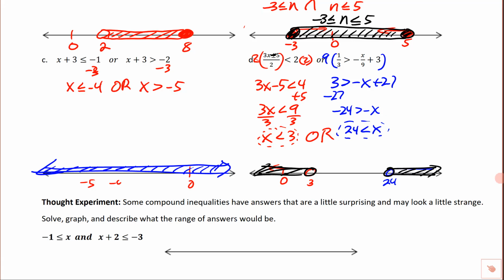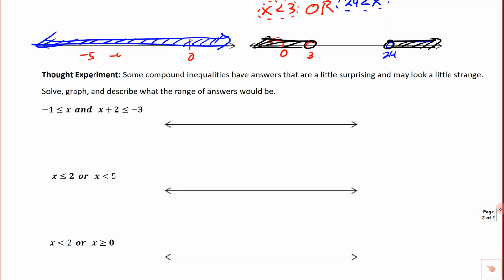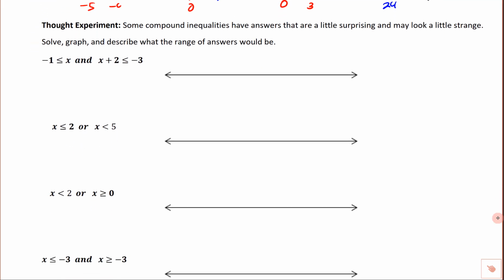Okay, now we've seen some interesting problems, and these are a handful. These are going to take a while to get used to, but I do want to run through a quick thought experiment, because some compound inequalities have answers that just look a little strange. They're a little bit surprising when you get done with these. So this is solve, graph, and describe what the range of the answers would be. So this one doesn't need to be solved. This one does, so I'm going to subtract 2. So this is x is less than or equal to -5.